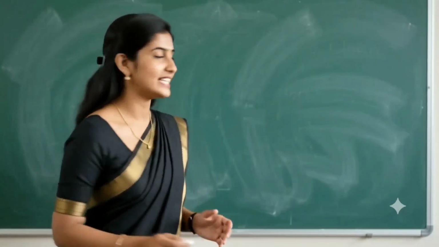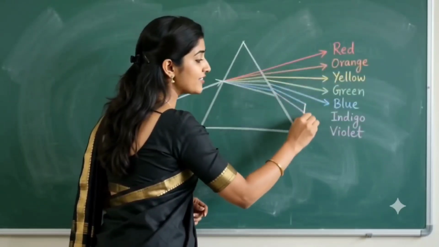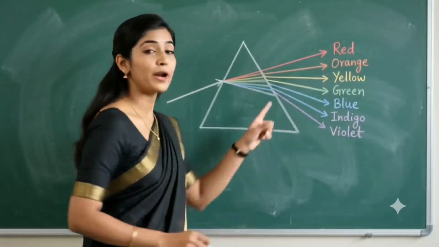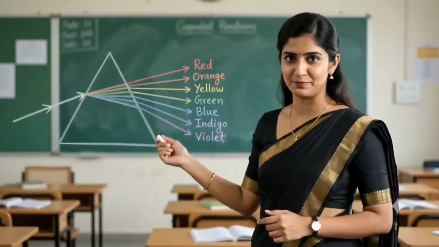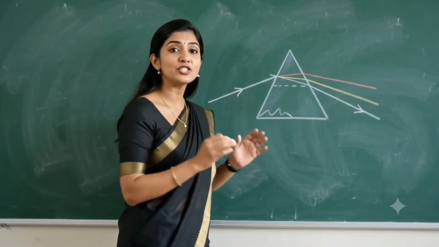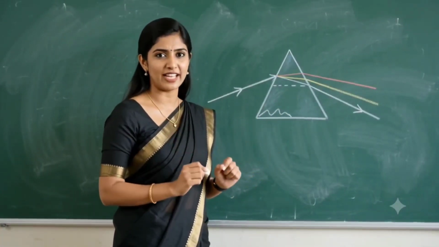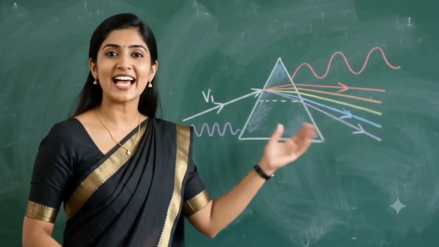Dispersion of white light is the phenomenon where white light splits into its 7 constituent colors when passing through a transparent medium, like a glass prism. White light is a blend of all visible colors, which travel together but at slightly different wavelengths. Violet light has the shortest wavelength, while red has the longest.